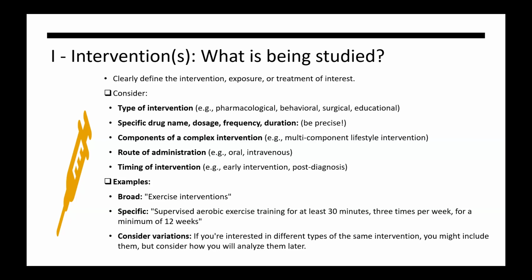Then another thing we also need to look at is the component of a complex intervention. An example is a multi-component lifestyle intervention. When we're talking about multi-component, the person is being given education, the person is being given a drug, and the person also has another kind of intervention, let's say exercise. Those are multi-component, not just one intervention. Specific to lifestyle, it could be that this person does not smoke, usually does exercise, and also drinks a lot of water. Those are examples of multi-component lifestyle.